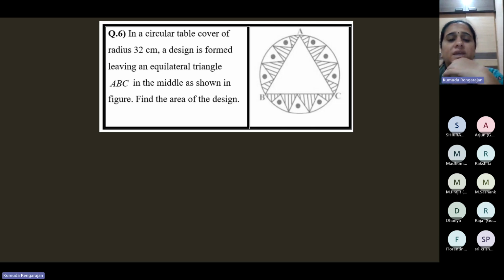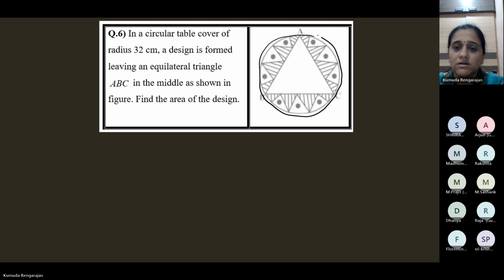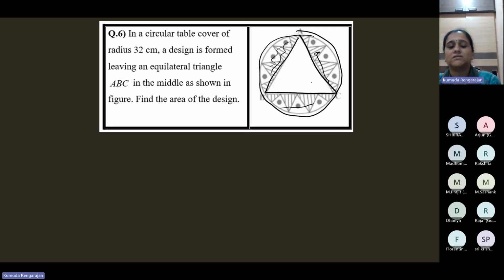So in a circular table cover of radius 32 centimeters, a design is formed, leaving an equilateral triangle ABC in the middle, as shown in the figure. Find the area of the design. So this table cover is circular. Some design is formed like this, and the design leaves an empty equilateral triangle in the middle. We should find the area of the design.